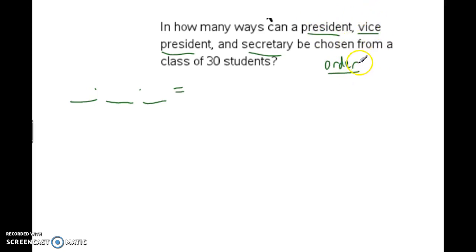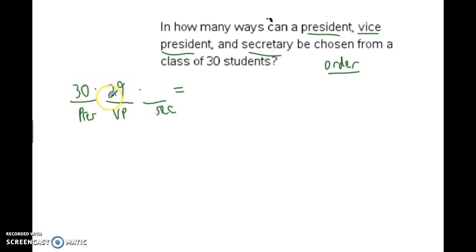And so when order is important, we can use this slot method, this counting principle idea. There's 30 options for the first, 30 ways that you could choose the president here, and then the VP, and then the secretary. So once you've chosen the president, that person cannot also be the vice president, right? So you've eliminated one of the choices. You started with 30 students, you've chosen the president, and now you only have 29 left.